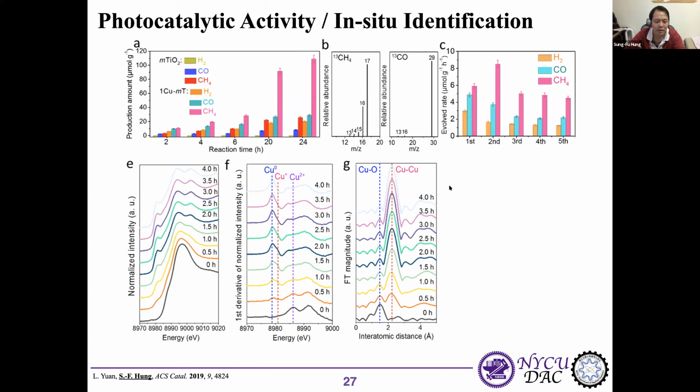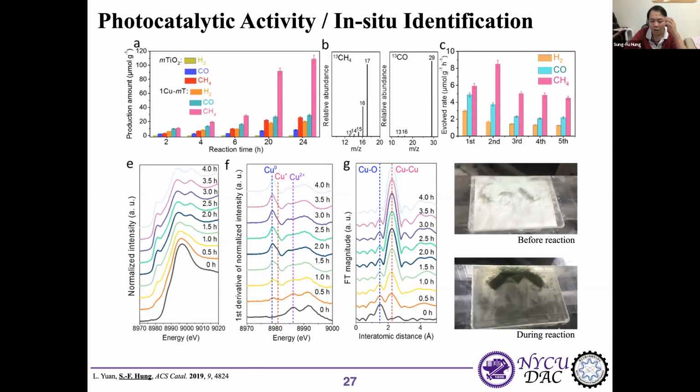We can show it in the XANES and EXAFS results. And the color of the catalyst changes from light green to a deep green color. The dynamic evolution of the catalyst structure and chemical state is a reversible process. When the catalyst contacts the air, the color changes back, and the catalyst structure and chemical state also change back.